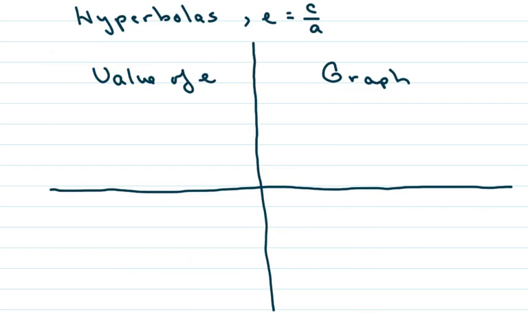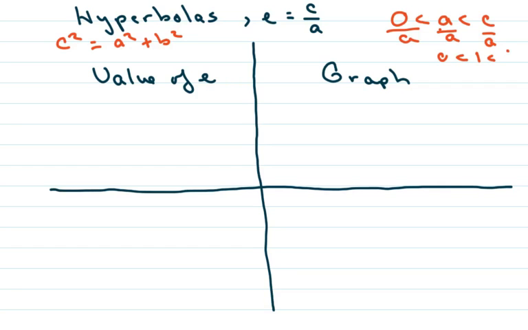Now for hyperbolas, it's the same thing. It's E equals C over A. However, because our C squared equals A squared plus B squared, we know that A is less than C. Therefore, if I divide everything by A, we need C over A, and we get that C over A is greater than 1.